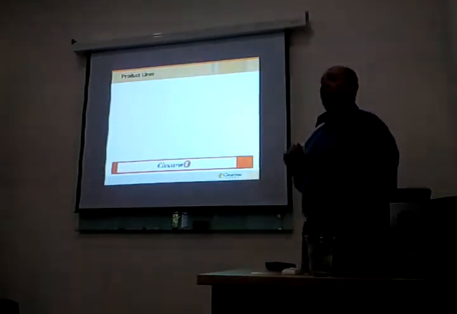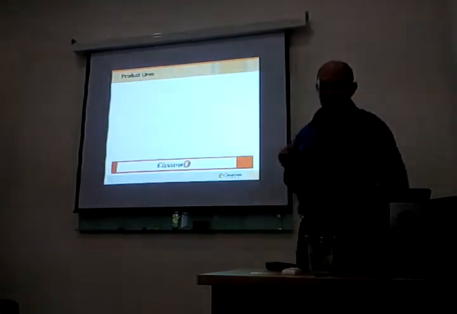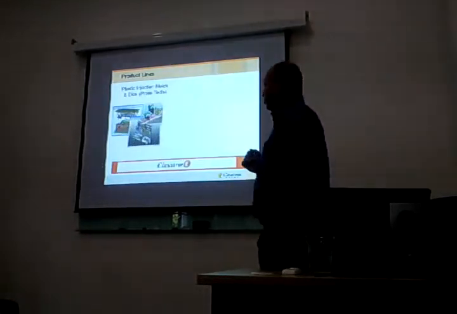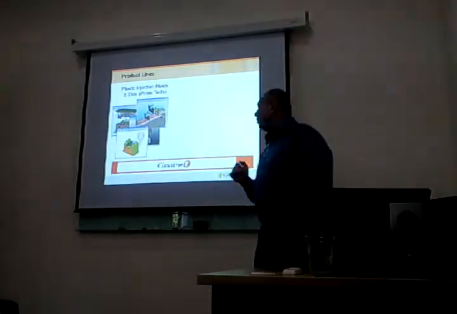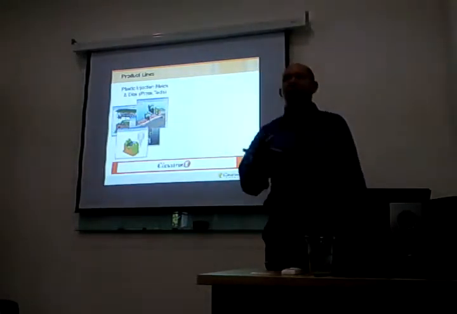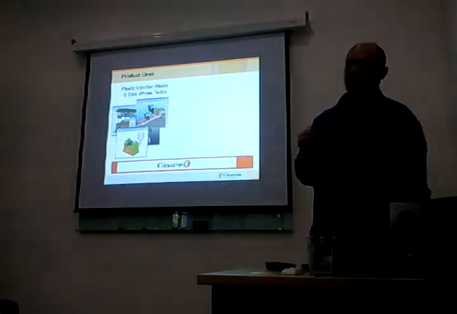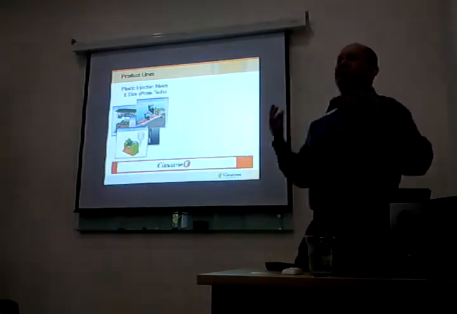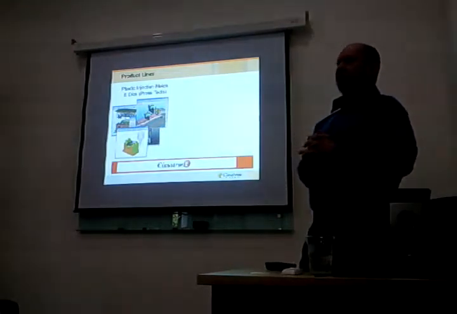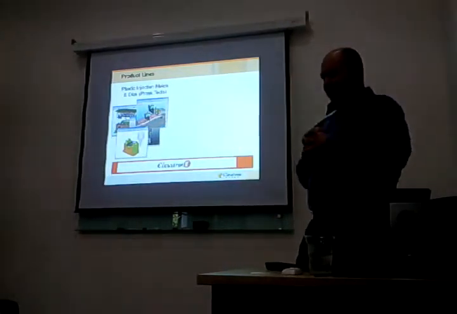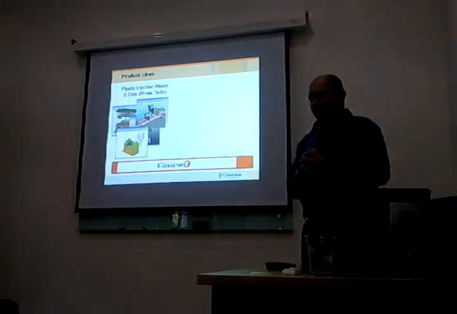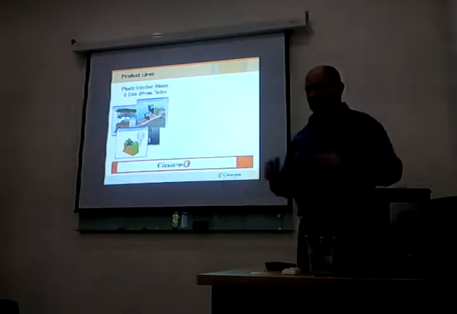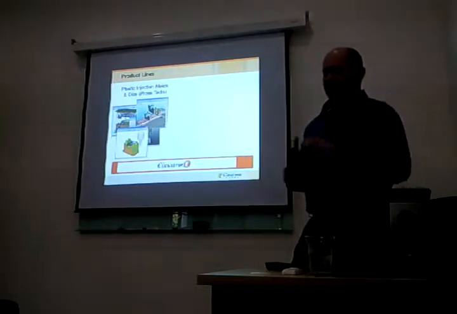The Cimatron E product is a solution mainly for tooling. Molds, plastic molds, and press tool dies, mainly. And the focus is about the complete solution. When I say complete solution, I'm talking about a solution for a mold maker or a die maker.